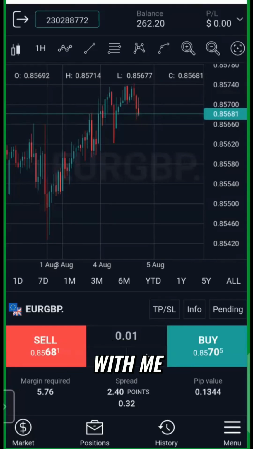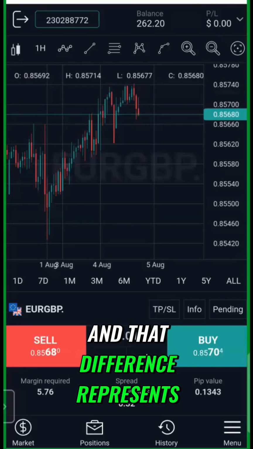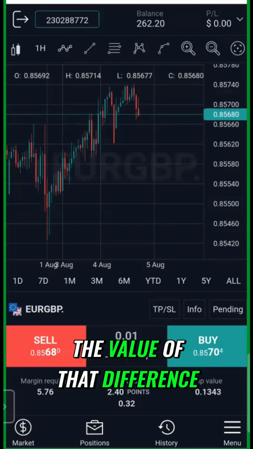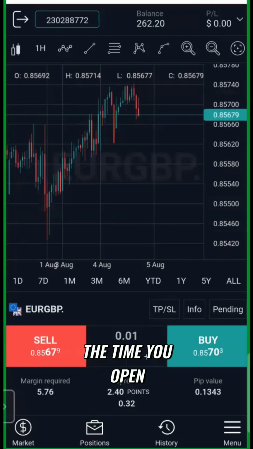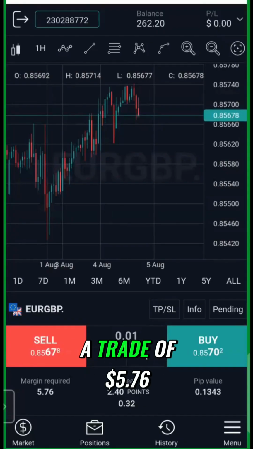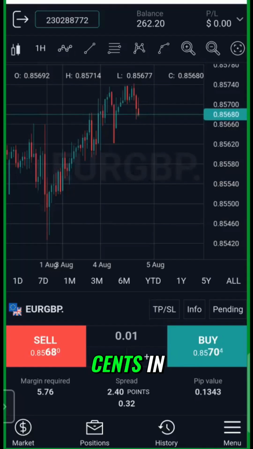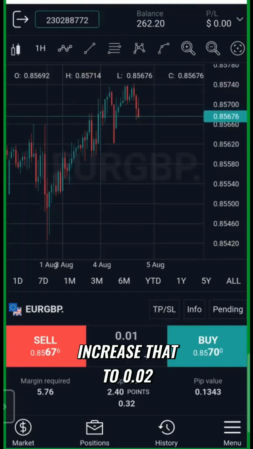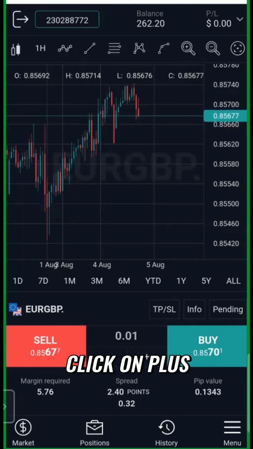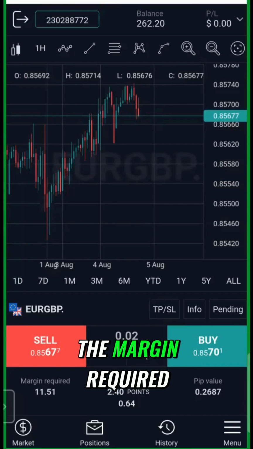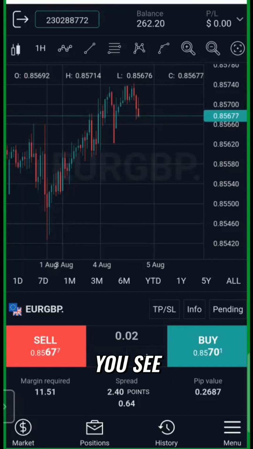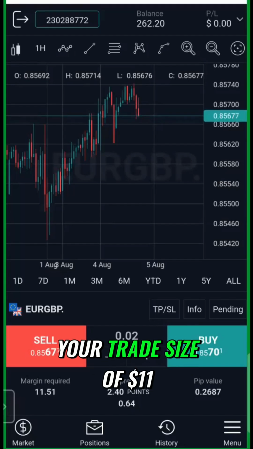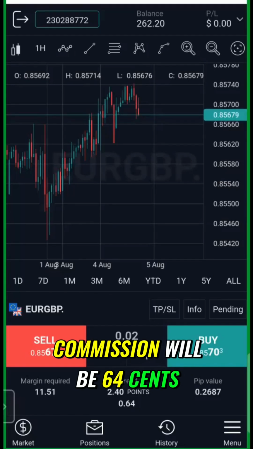You're with me? The spread is the difference between buy and sell price, and that difference represents 32 cents right now. It means that by the time you open a trade of $5.76, you will pay 32 cents in commission. Now, if you increase your trade size from 0.01 to 0.02, click on plus where you see 0.01. Now you see the margin required. So now you're trading with $11, and commission will be 64 cents.